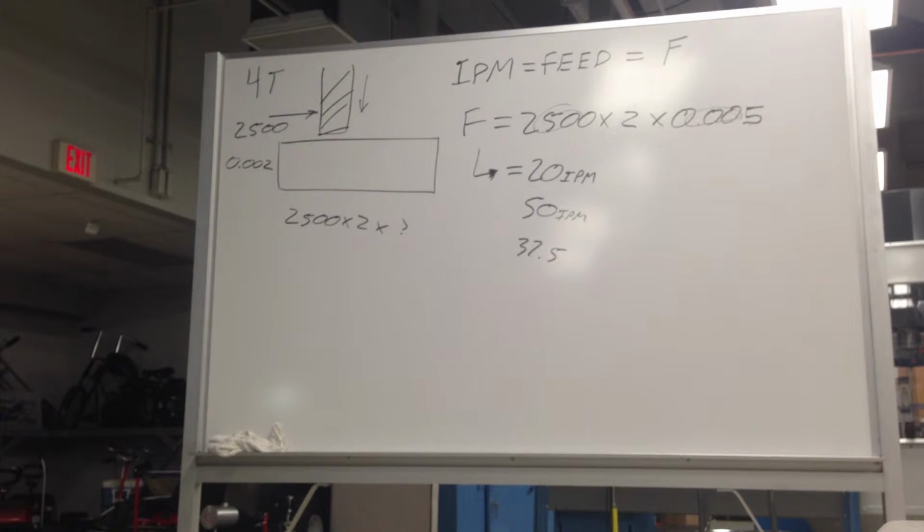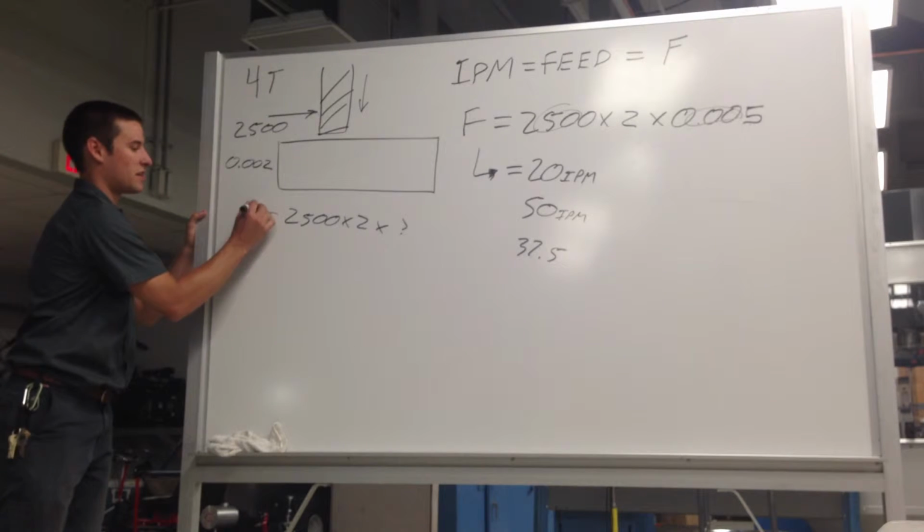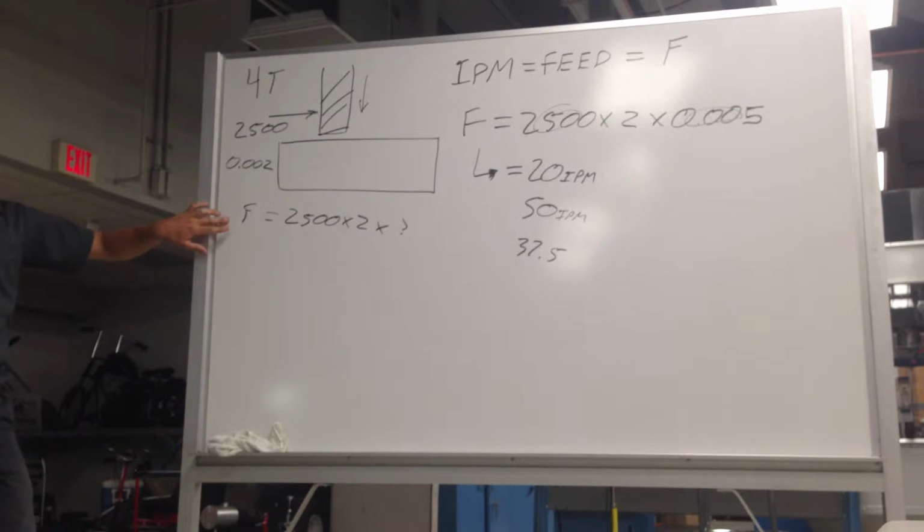Doesn't the chip load change when you change the number of teeth? No, I'm saying same feed, same speed. F is the same, without changing my feed. So if I program my CNC machine here to feed at 20 inches per minute, right? I break my 2-flute tool. I don't change any of the settings in the machine.